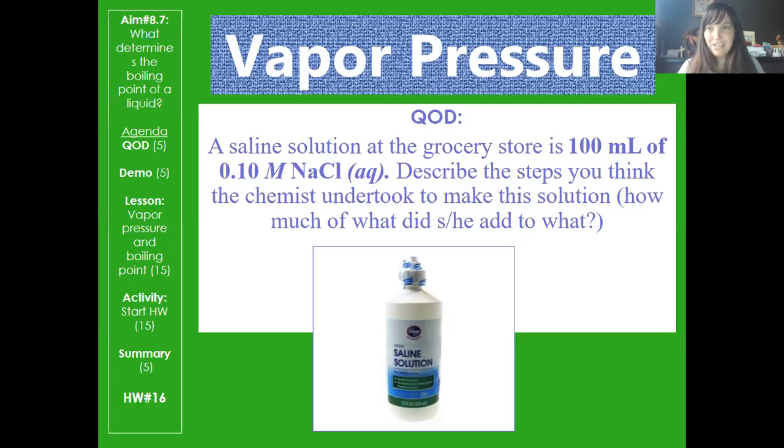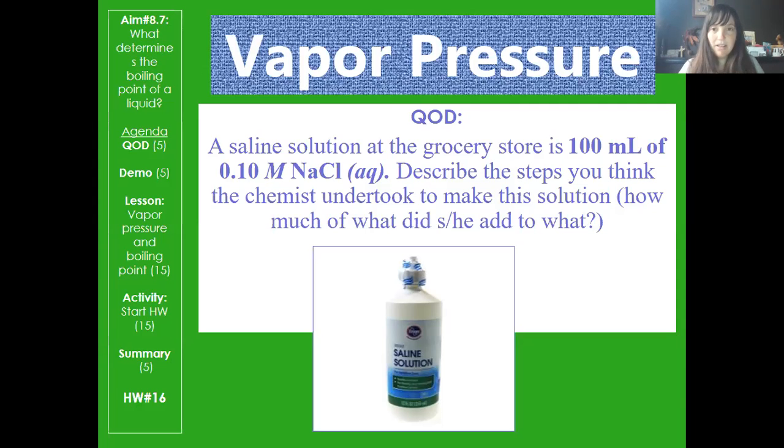All right, so question of the day. We've got a saline solution at the grocery store. You find on the shelf there, it's 100 milliliters. And it says it's 0.1 molar sodium chloride aqueous. So the question is to describe the steps you think the chemist undertook to make this solution. How much of what did he or she add to what?